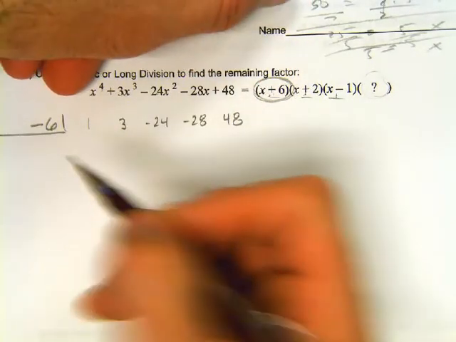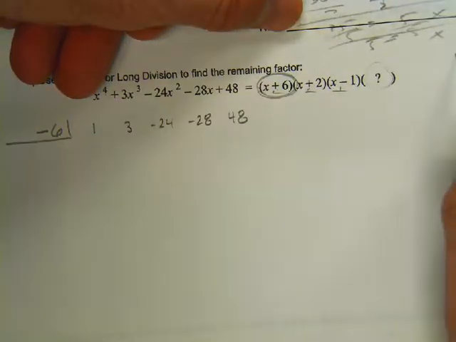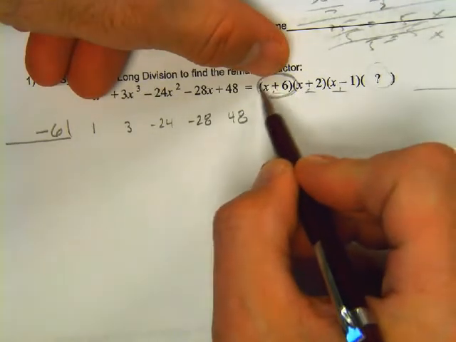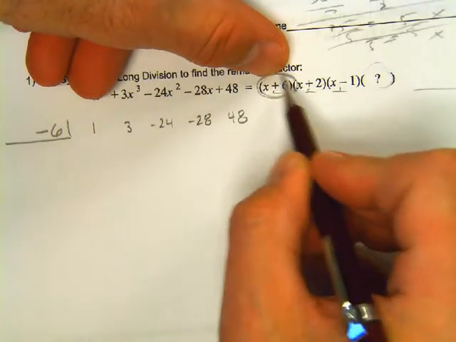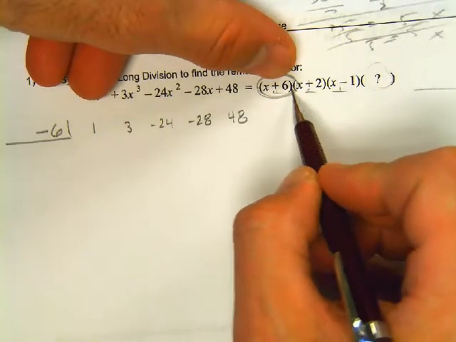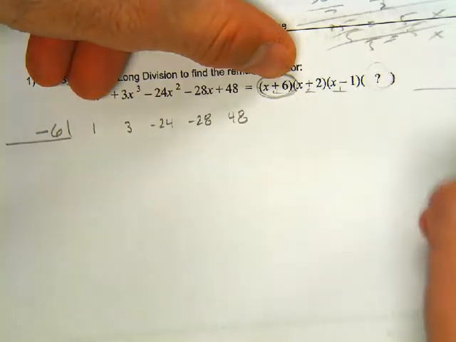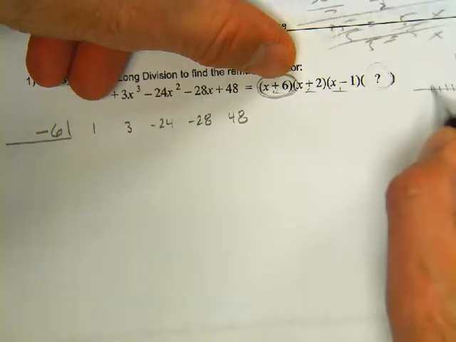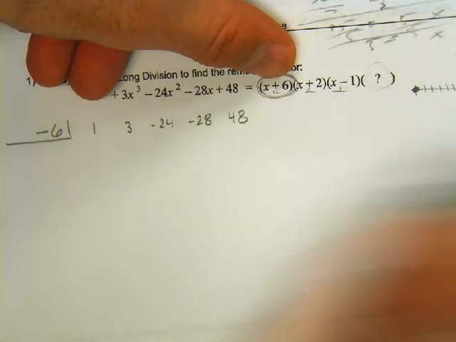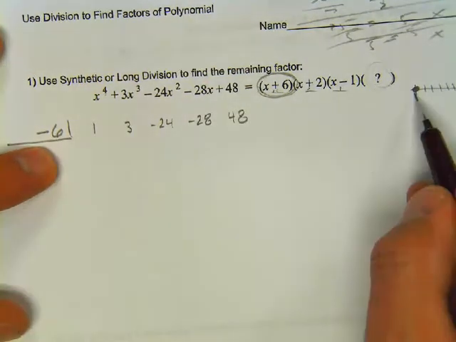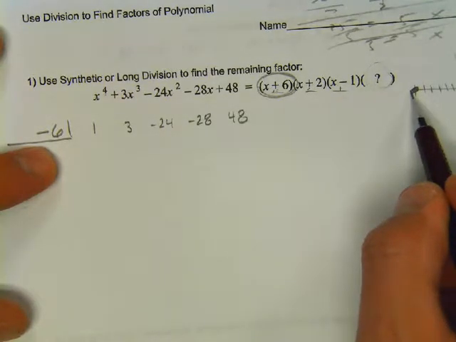If we were going to graph this, if we had this linear binomial that was positive 6, what would the x-intercept be? Negative 6. So essentially, what are we dividing by? The actual root is what we're dividing by. Okay? Let's do the process.